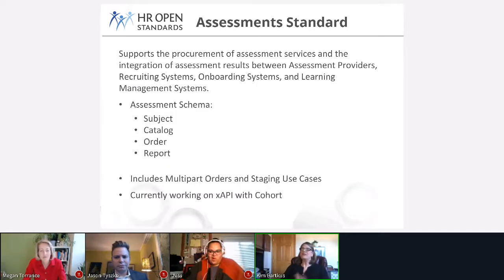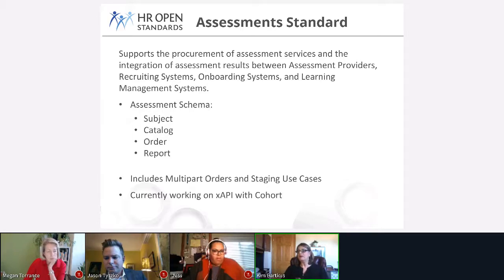Okay, so just very quickly with the assessments, I know Jim had been working with you guys on some of this, and so I just wanted to give you an idea of what we do. Just one piece of that whole puzzle that we were looking at is the assessments. And we have the subject, the catalog, order, and report. And we did just finish this multi-part orders and staging use cases. And I know that he's working right now with the cohort. So that group meets on Fridays if you guys are interested.